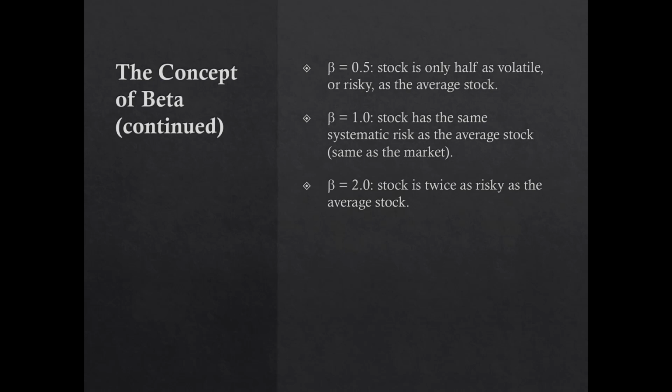So here it is a little bit more spelled out. For a beta of 0.5, a stock is only half as volatile or risky as the average stock. For a beta of 1, a stock has the same systematic risk as the average stock. And for a beta of 2, a stock is twice as risky as the average stock.